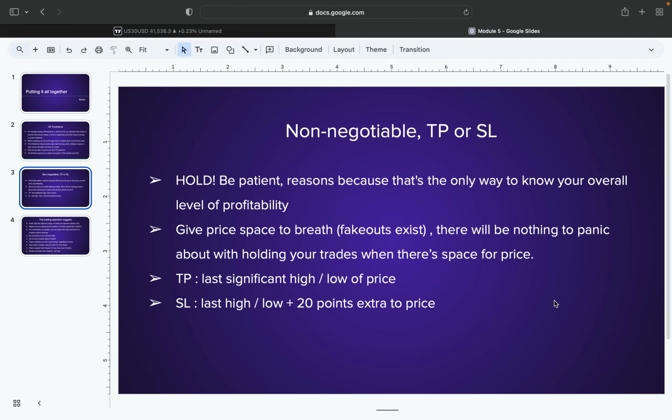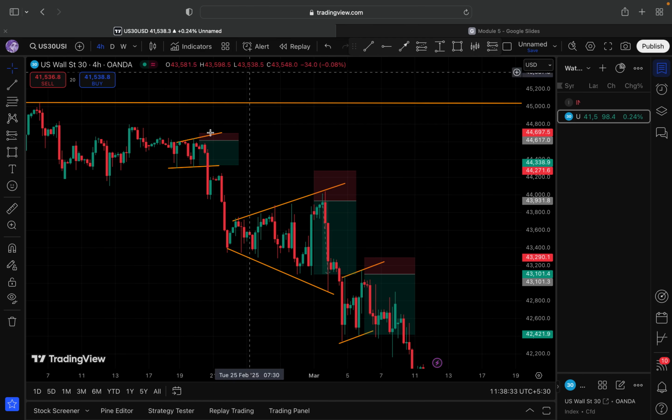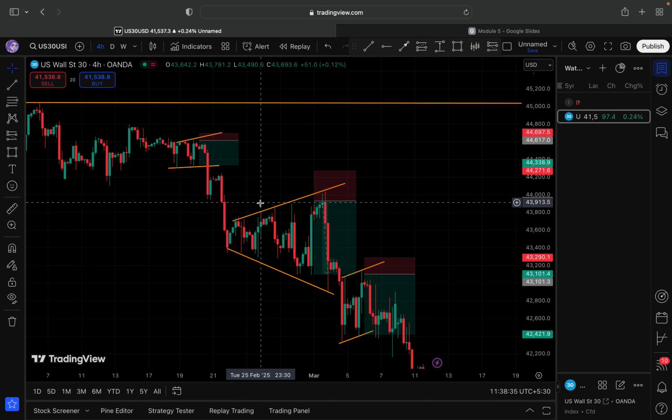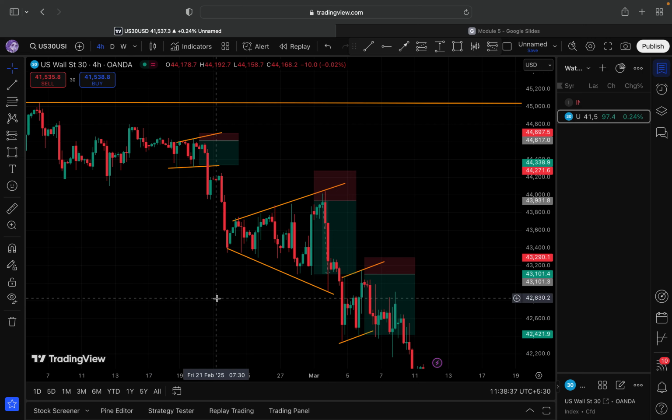Now, I've explained to you that our TP is the last significant high or low of price, while our SL is the last high or low plus extra 20 points. Now you may want to ask me, why are we adding extra 20 points to price for SL? This is because, depending on your setup, price can want to go test your zone.